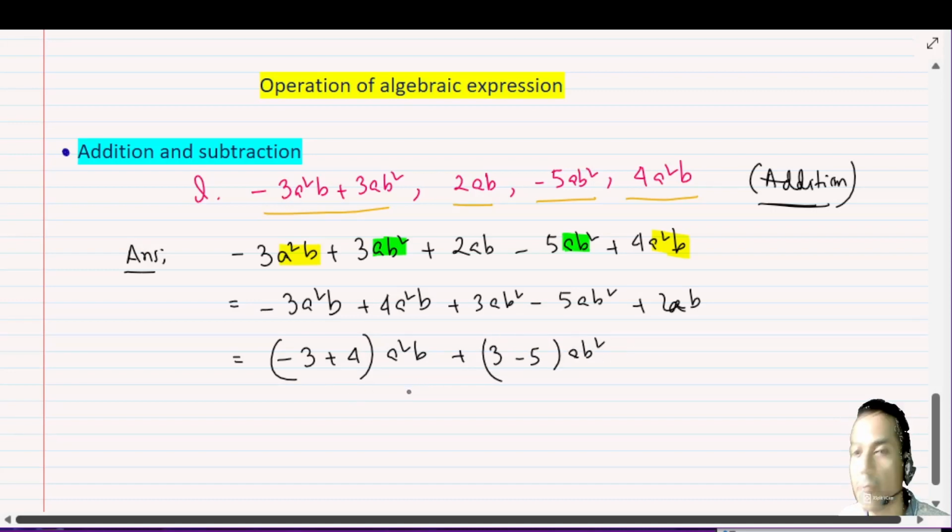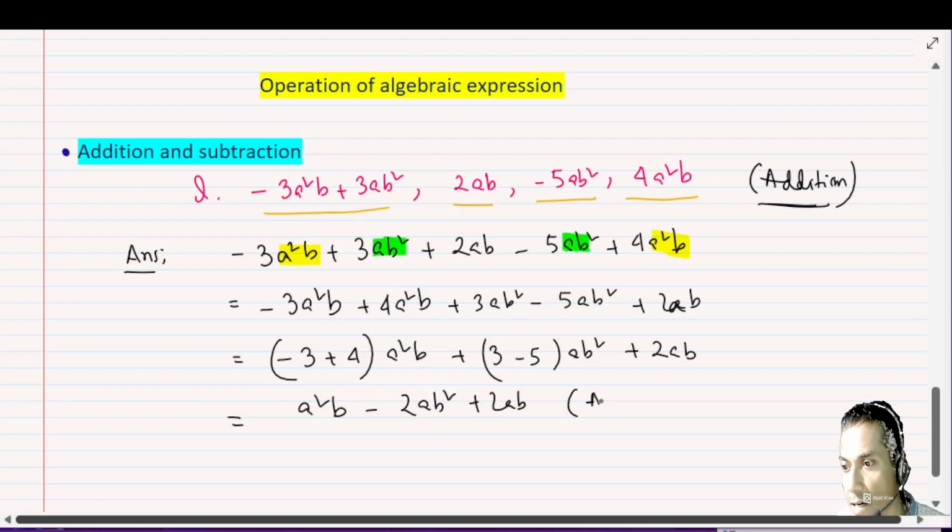So we separate the variable from the constant and calculate the constant part, 2ab. So finally we got the answer a square b. Here minus 3 plus 4 is equal to 1, and here we got 3 minus 5 is equal to minus 2 ab square plus 2ab. This is the correct answer. This way you can do the addition of multiple expressions. Same method. However complicated the sums are, you can get the correct result.